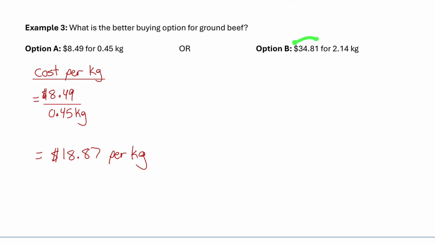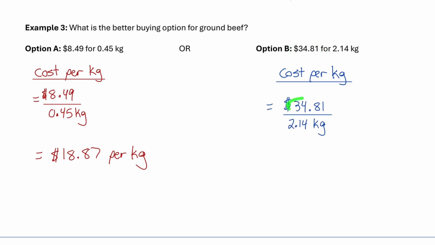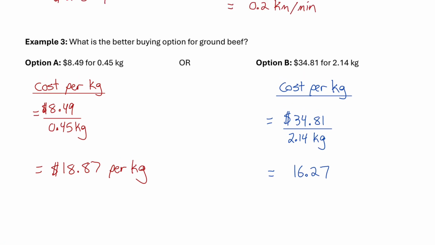And now let's find the unit rate for option B to see if it's more or less per 1 kilogram. I'll write the original rate of $34.81 per 2.14 kilograms as a fraction. And then if I do 34.81 divided by 2.14, that equals 16.27. And since we did dollars divided by kilograms, that would be the amount of dollars it is per 1 kilogram. So notice this is a smaller unit rate, so it costs less per kilogram for option B.